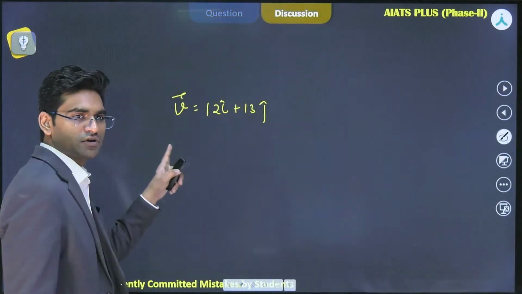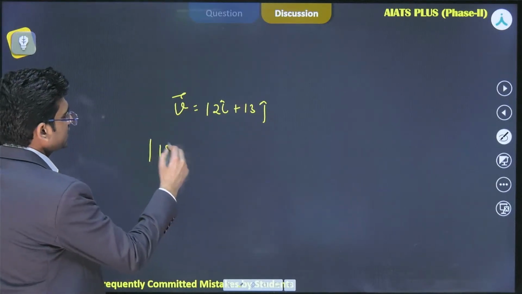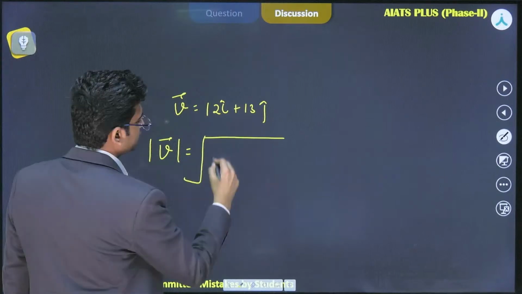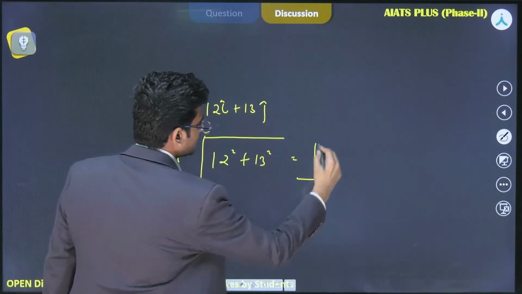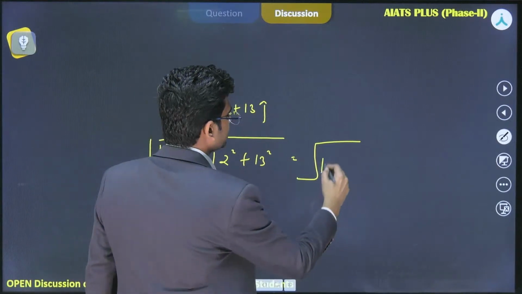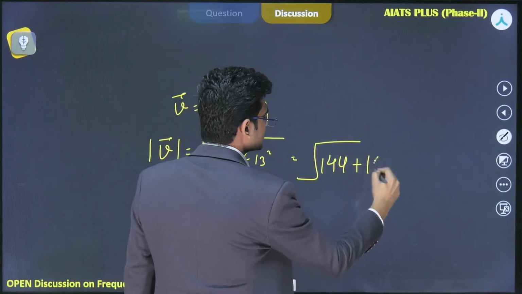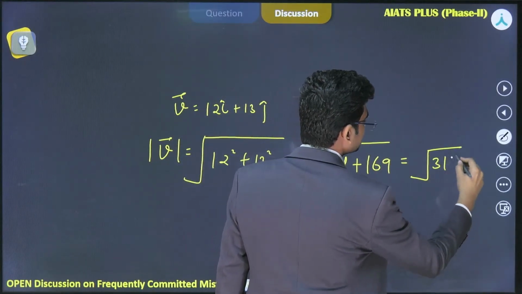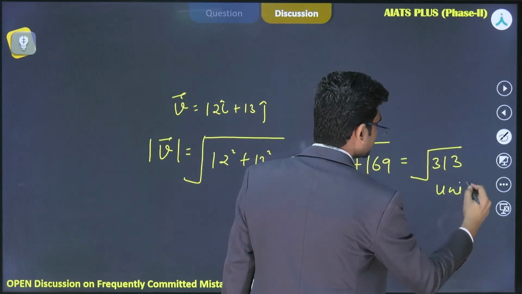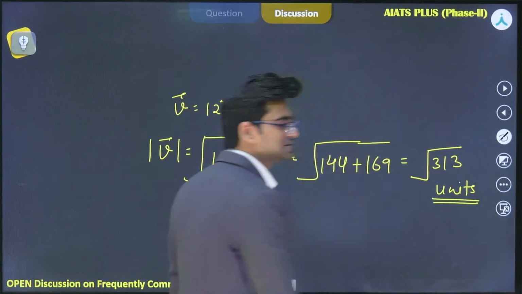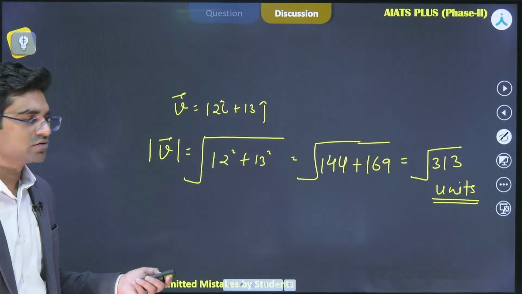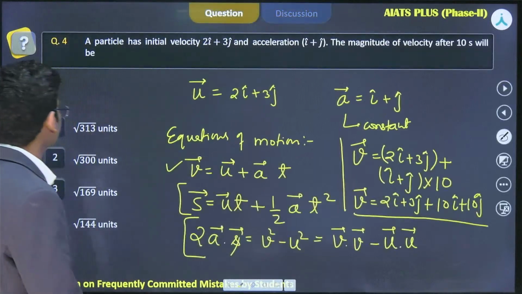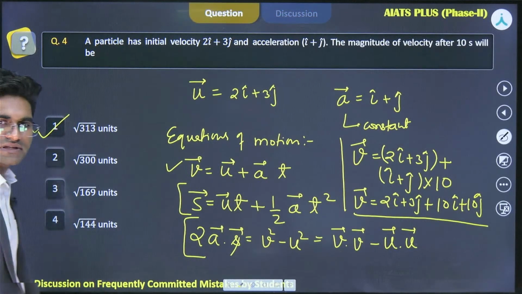So this is the velocity vector. How can we find the magnitude of this velocity? That would be equal to the square root of 12 square plus 13 square. What is 12 square? It would be equal to 144 plus 169. After solving, this will become 313. Since the units were not given, therefore I am writing this as under root 313 units, not as meter per second or centimeter per second. Is it clear to you? Okay, so the answer is under root 313 units.